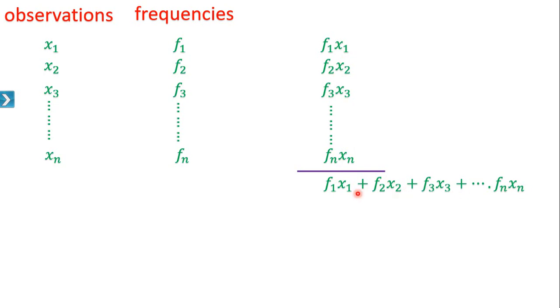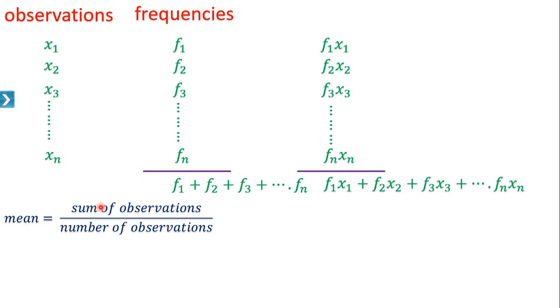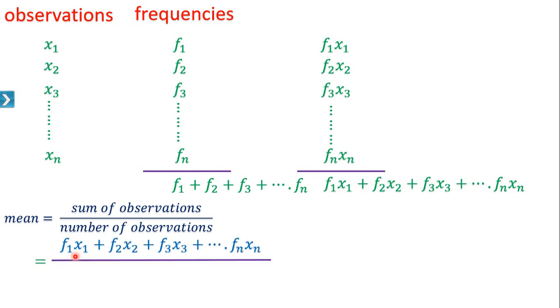This is the sum of all the observations, and if you want the number of observations, you have to find the sum of frequencies. If you find the sum of frequencies, then you will get number of observations, that is f1 plus f2 plus f3 up to fn is the number of observations. So, mean is equal to sum of observations divided by number of observations, that is sum of observations here is f1 x1 plus f2 x2 plus f3 x3 plus up to fn xn divided by number of observations. Number of observations is f1 plus f2 plus f3 up to fn.